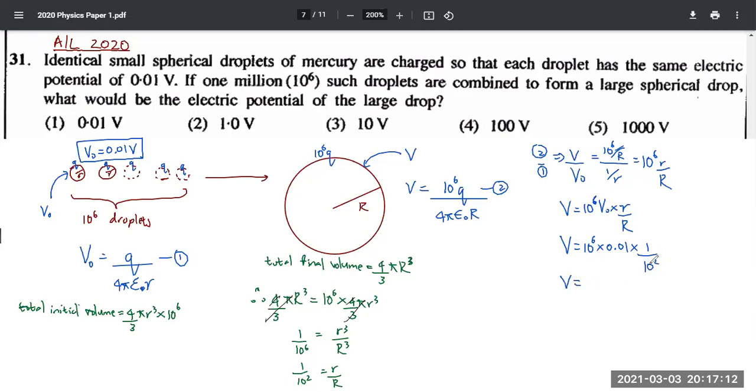And V will be equal to, this is 10 to the power minus 2. This 2 also becomes another 10 to the power minus 2, altogether 10 to the power 6 into 10 to the power minus 2 into 10 to the power minus 2. Therefore, final answer is 100 volt. Final answer is 100 volt, and the answer is the fourth one.